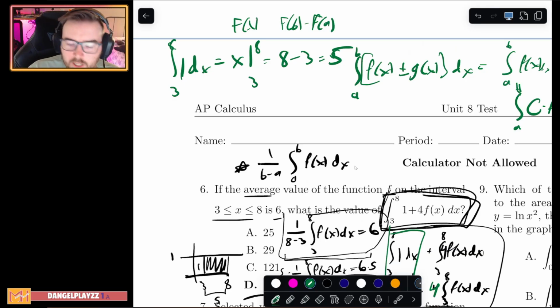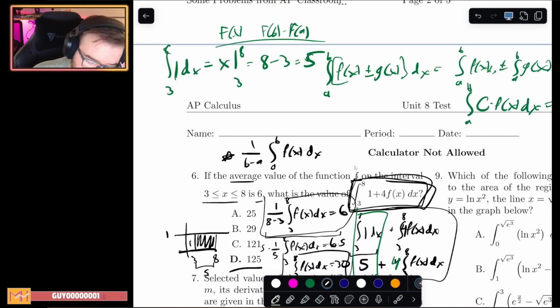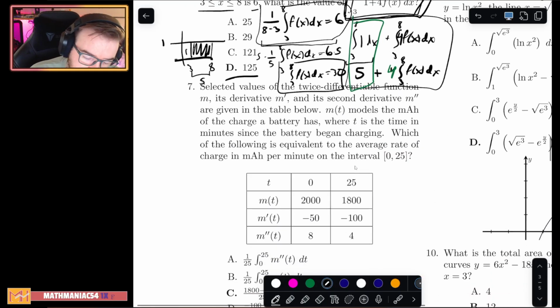You're just doing the fundamental theorem. You've done this a lot. You can't tell me you haven't. And you get 5. All right. Probably should not dwell on a problem for that long.